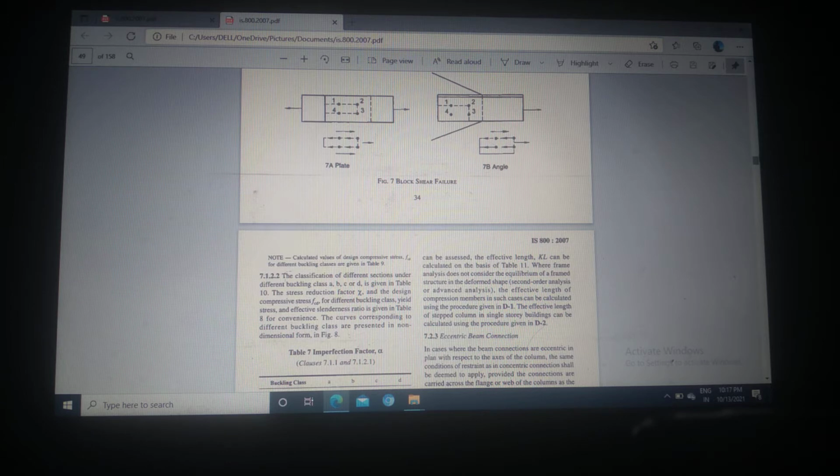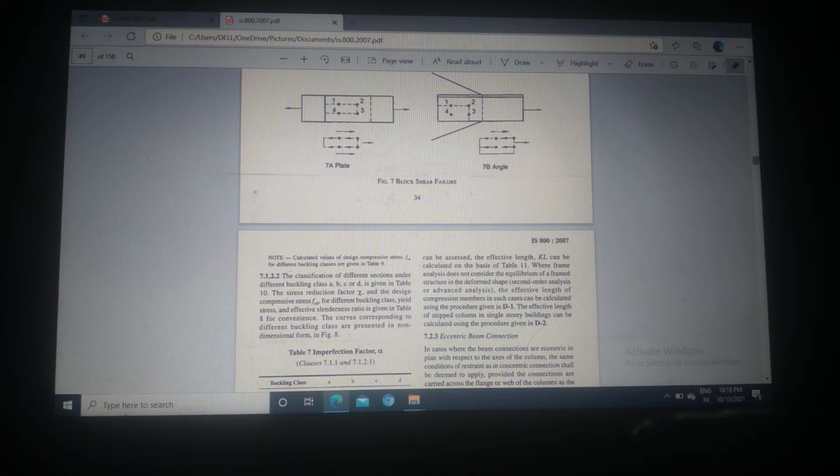Actually, what is block shear failure? You have to understand, block shear failure is a failure in which there are two kinds of failure simultaneously. One is because of tension and one is because of shear. So here you are seeing the torn out plane that will tear out due to this block shear failure.